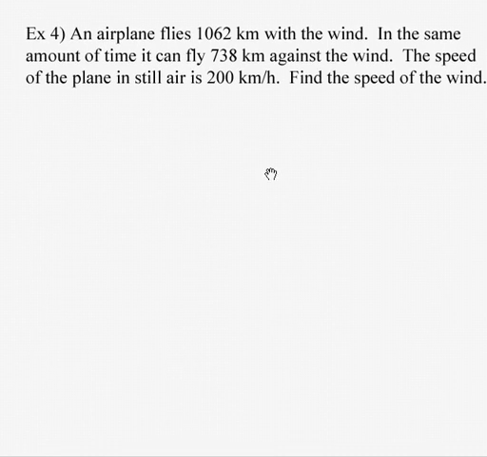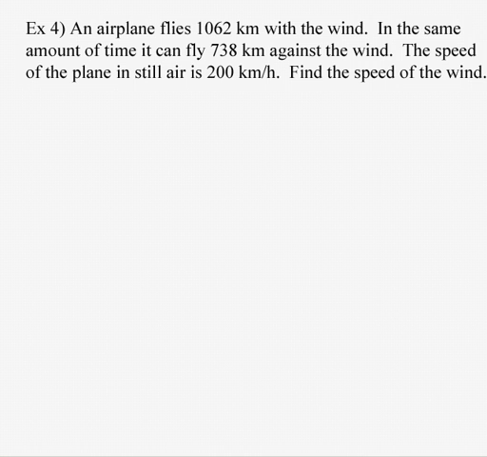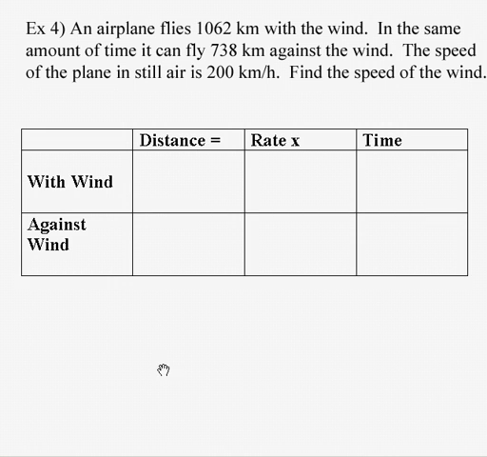Alright, let's look at a real-life situation expressed in sentences. Looks like we've got a distance equals rate times time situation. So when in doubt, chart it out. An airplane flies 1,062 kilometers with the wind, and in the same amount of time it can fly 738 kilometers against the wind. The speed the plane can fly in still air is 200 kilometers per hour. Find the speed of the wind.